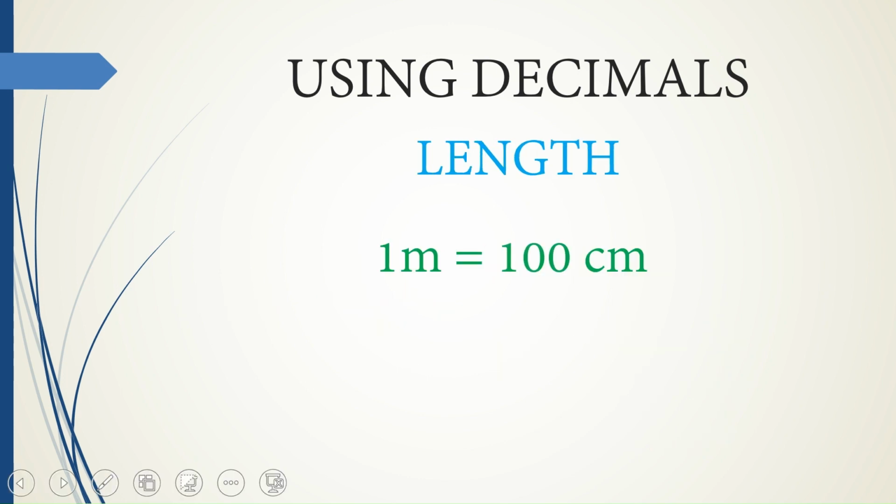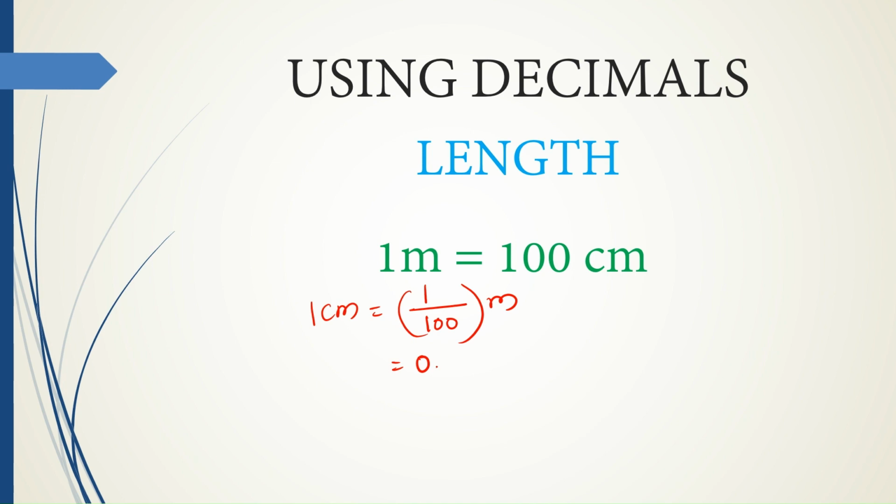Now consider uses of decimals in length. While measuring length, we know 1 meter is equal to 100 centimeters, or we can write 1 centimeter is nothing but 1 out of 100 parts of a meter. So this is 1 upon 100. In the hundredth place, we have to write 1. Hundredth place means after the dot we will have the tenth place first. There we don't have any value. Then in the hundredth place we'll write 1.